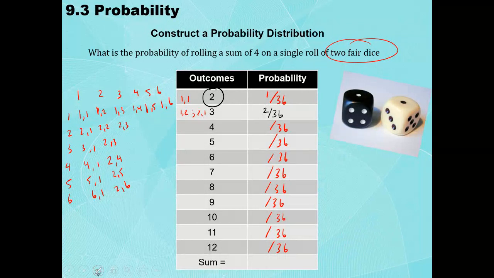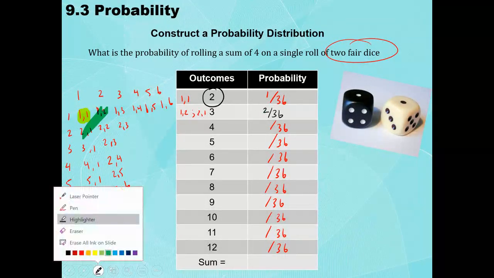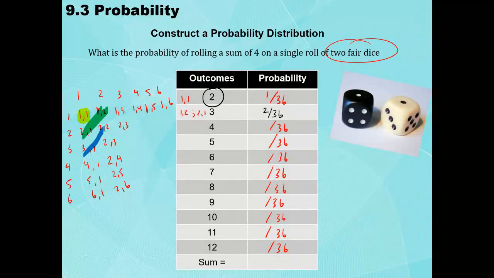So we can see, maybe I'll do some highlighting here. This is my only way of getting a sum of 2. Here, that's my sum of 3. Okay, let's keep going. Here, 3 and 1, 2 and 2, 1 and 3. That's a sum of 4. So this is going to be 3 out of 36.